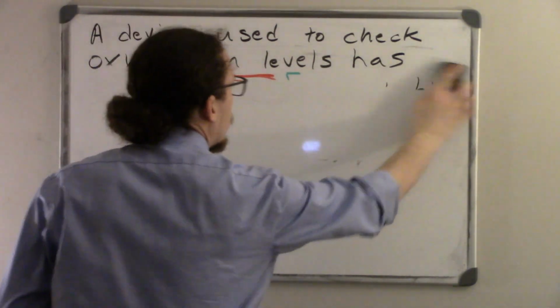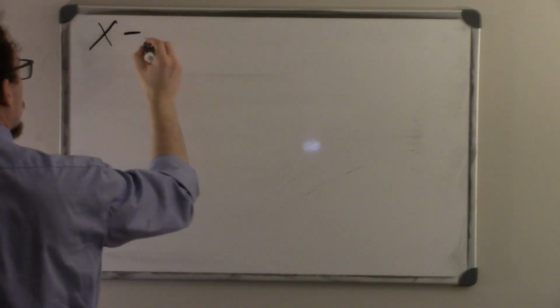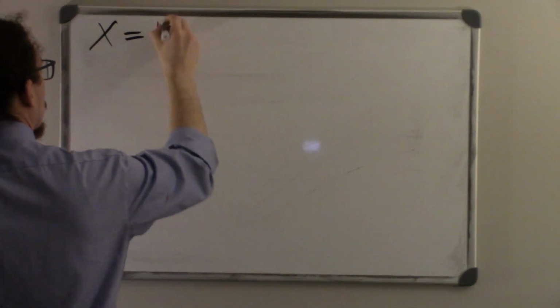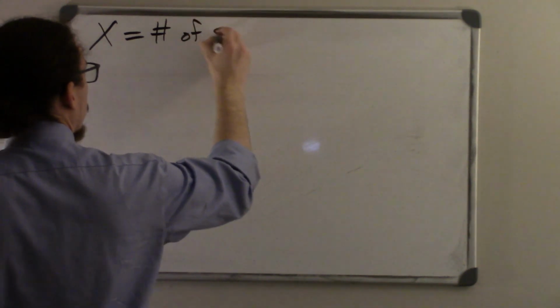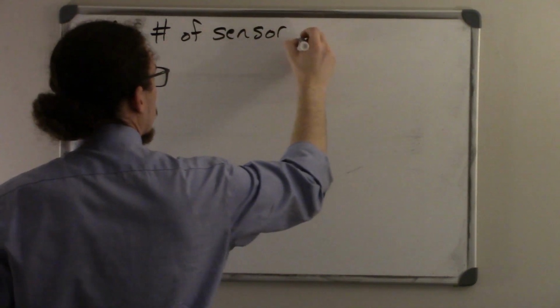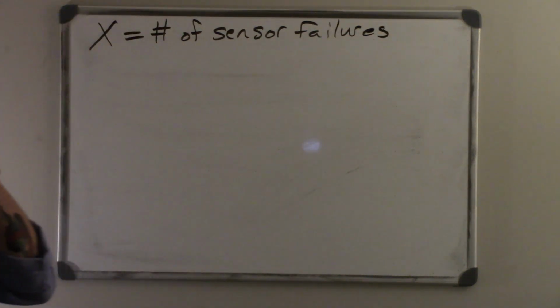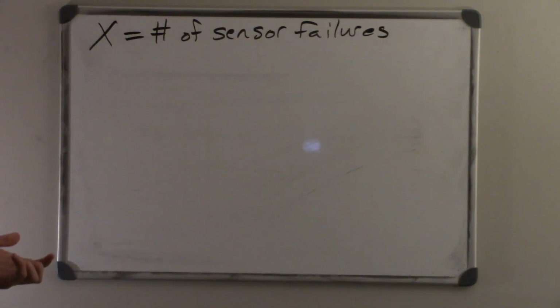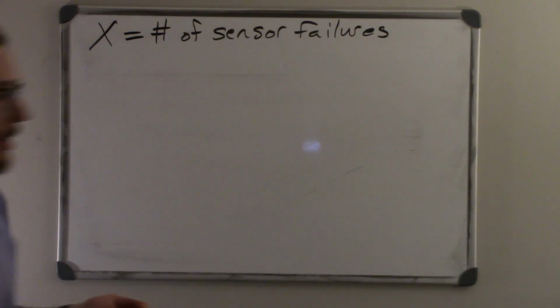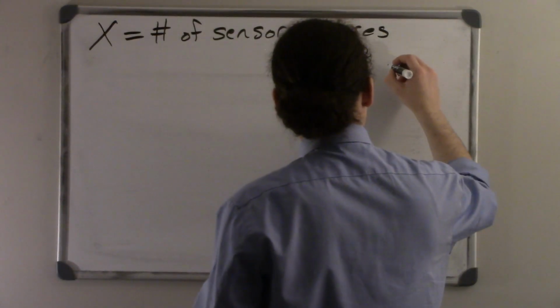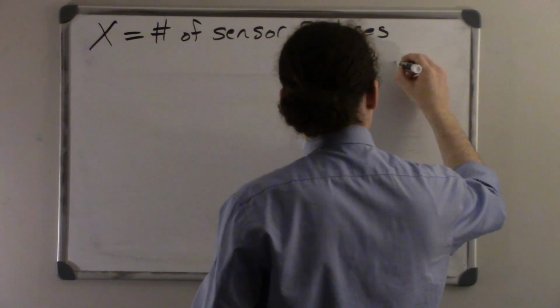We know that our variable x equals number of sensor failures. Now we need to list our possible outcomes. I'm going to do it over here.